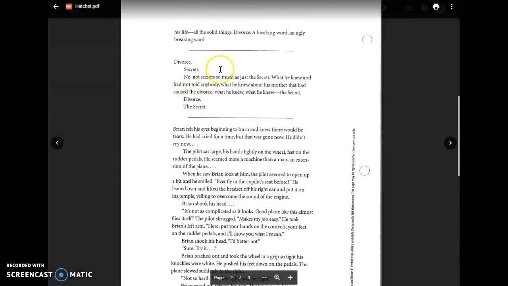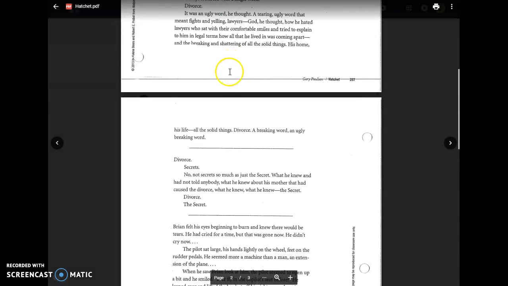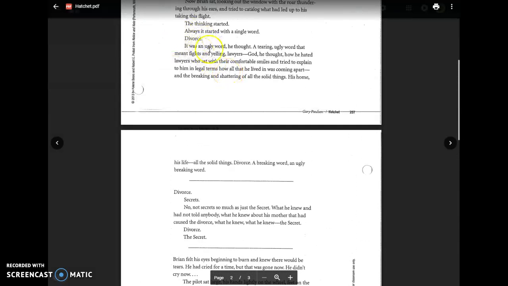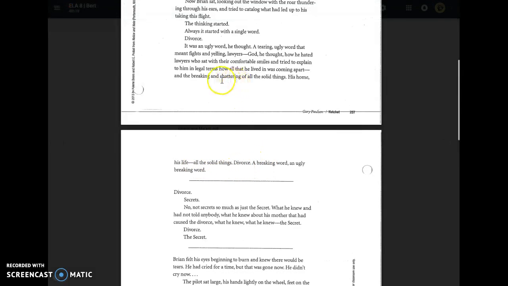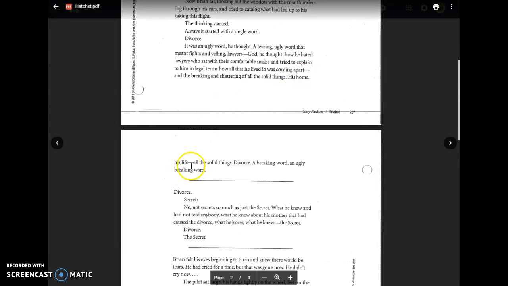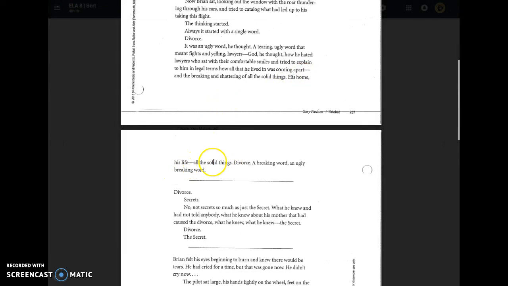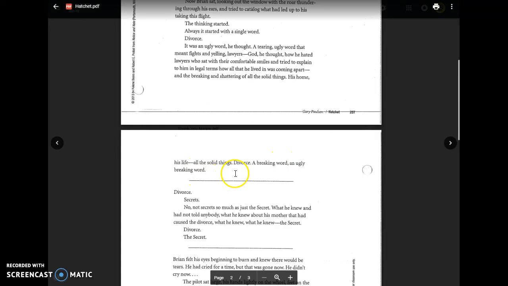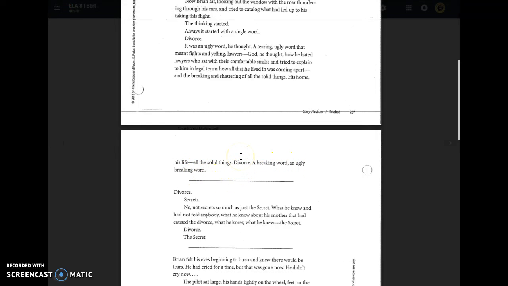All right, so as we noticed, once we got to the end of here, we should have noticed that this word divorce has repeated a couple times, among a few other things. It said all of the solid things, his home, his life, all of the solid things. These are all referring to things that deal with the divorce, so we could also count them as repetitions of this word as well. Okay, it also mentioned things like a breaking word, an ugly word, also referring back to divorce. Okay, so now that you've noticed that, I want you to think, why does this word keep showing up?